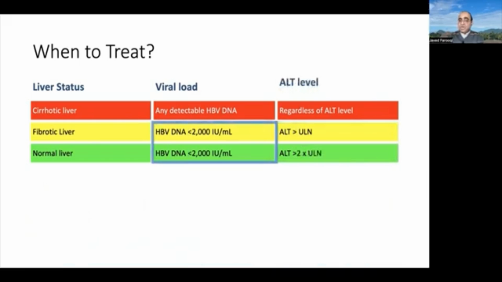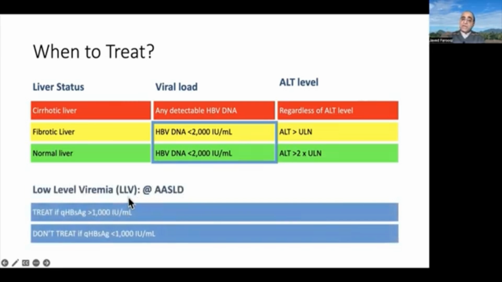What about the DNA level, low level viremia, when it's more than 2000? Either the patient has got fibrotic liver or normal liver. Then comes the AASLD guidelines into play, and this is called low level viremia. So you treat if the quantitative HBs antigen titers are more than 1000, but if these are less than 1000, then you don't treat, just follow up these patients. This is the way we take the help of guidelines in deciding when to start treatment.